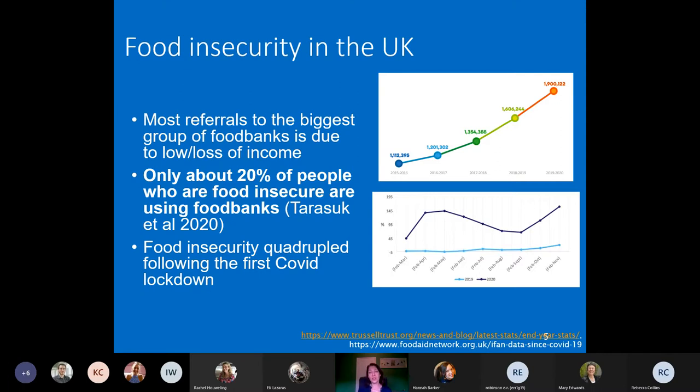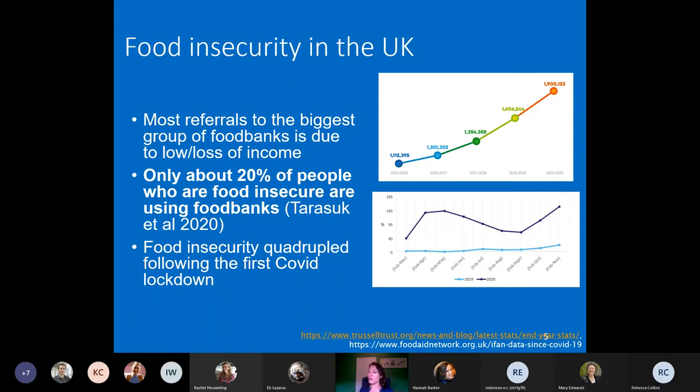And it's not data I particularly love using because it's looking at food bank use. And what we know is that not a lot of people use food banks. You can see on my slide here, there's a statistic about that. Looking at research in Canada, which is a very similar system to the UK, only about 20% of people who would self-identify as being food insecure use food banks. So we don't want to look at food banks as a measure of who's food insecure in a country.